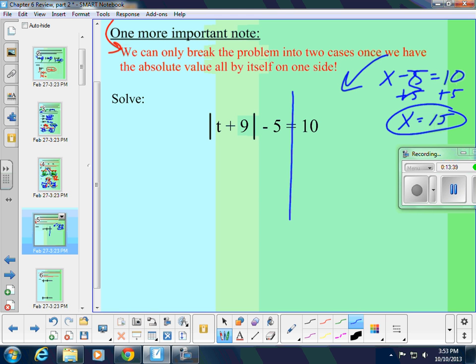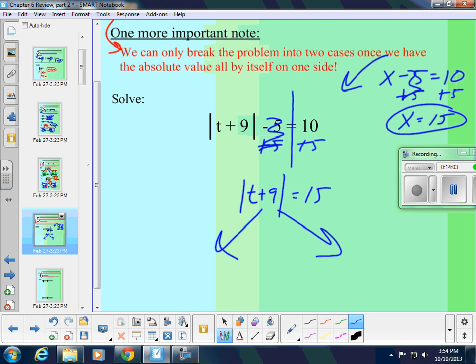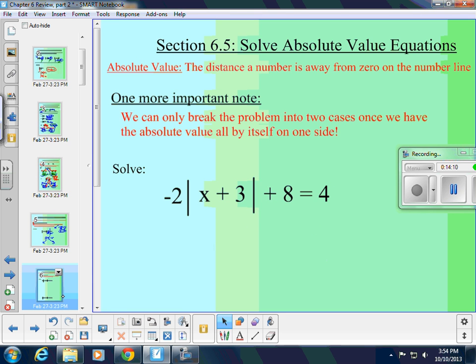Treat that absolute value almost like this is your x. Treat this like it's your variable. So if I'm trying to get that variable by itself, or in this case, the absolute value by itself, I can do similar things. I can add 5 to both sides, get rid of these 5s, and then I can say, well, now I have the absolute value of t plus 9 equals 15. And then I can break into my two cases and solve. I'm not going to finish that problem because it's the same as we've been doing.